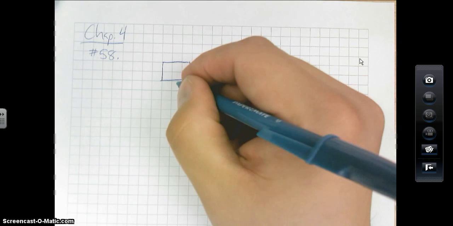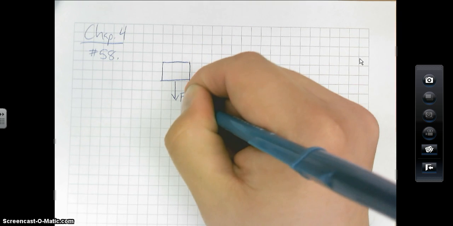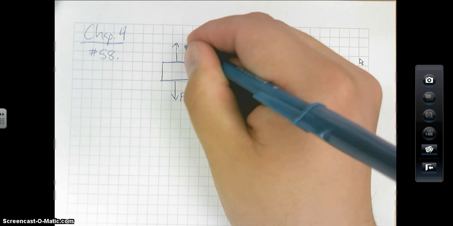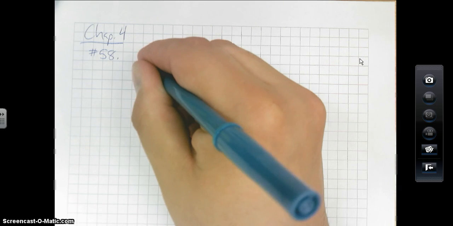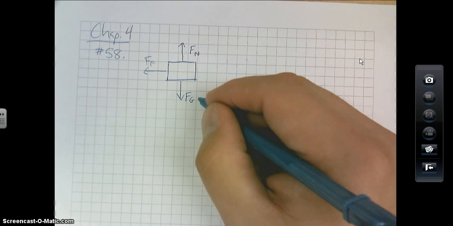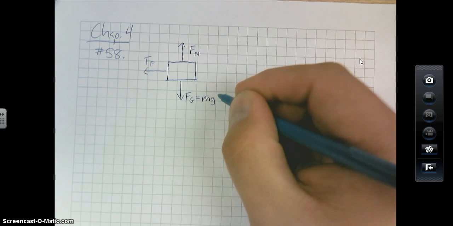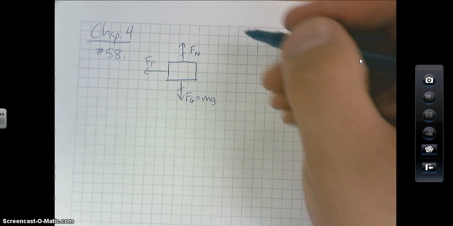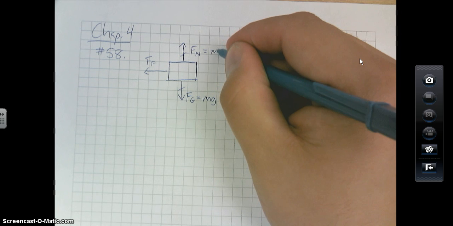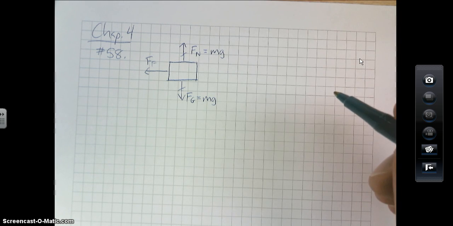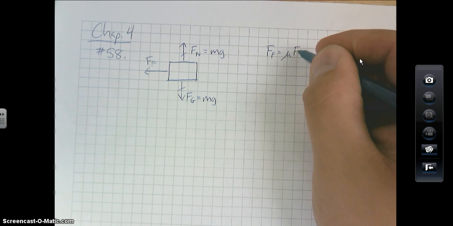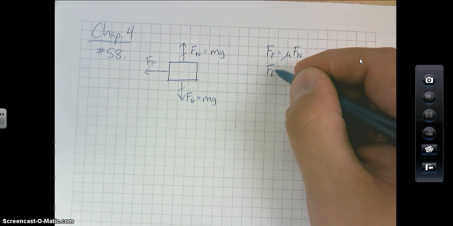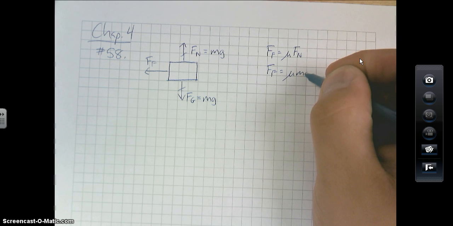It's a car that's stopping, okay? So we know that there's F_g, and we know that there's F_n, and let's say it's moving to the right, okay? So then friction would be acting to the left. Now it's important to remember that F_g is equal to mg, and the normal force and the gravitational force are the same. Therefore this is also equal to mg, and since force of friction is mu times F_n, then I also know that the force of friction is mu times mg.